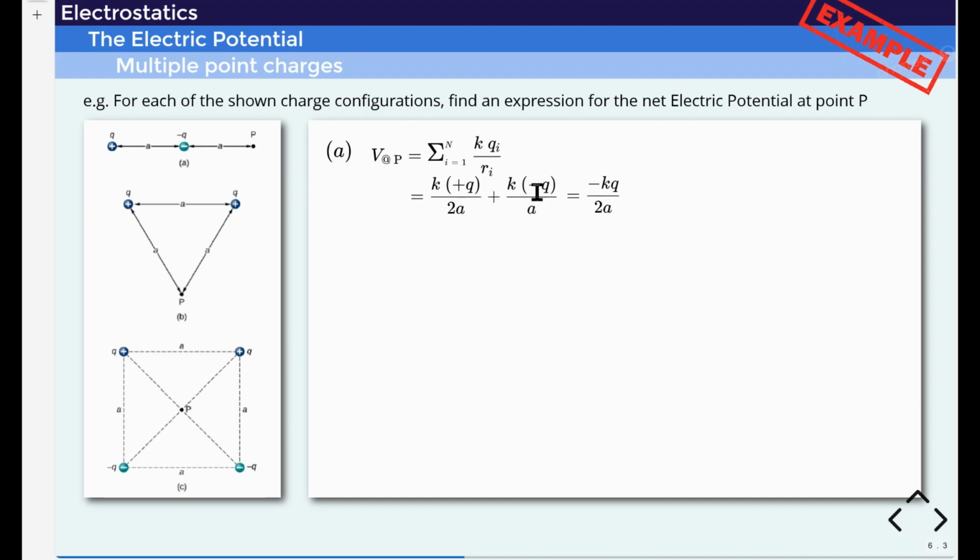It's very important to pay attention to the sign, because positive charges create positive potential and negative charges create negative potential.